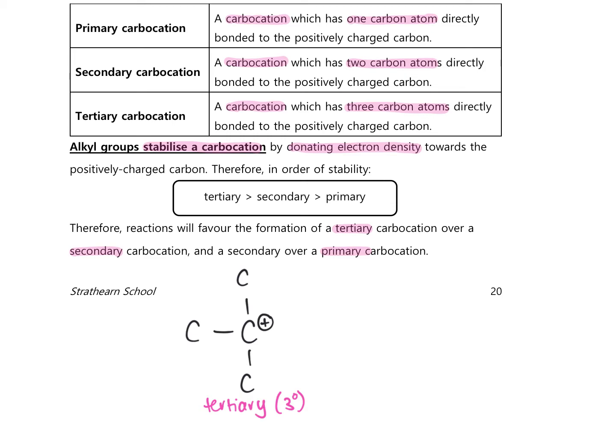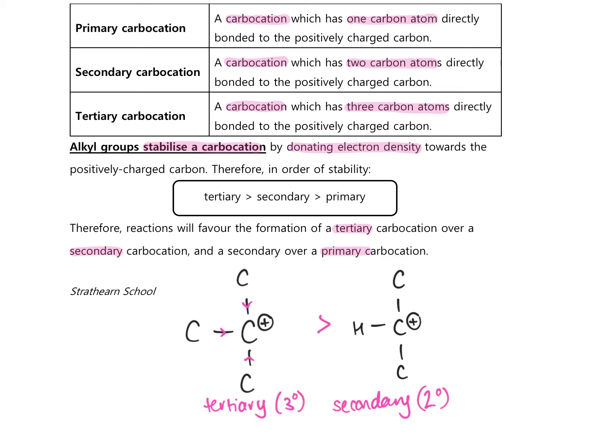But if we just look directly at what's attached to the carbocation, these groups, the carbons with the methyl or ethyl or whatever, which happen to be alkyl groups, will donate electron density towards the carbocation. In other words, stabilising that positive charge. Therefore, this carbocation is quite stable. That's going to be more stable than a secondary carbocation.